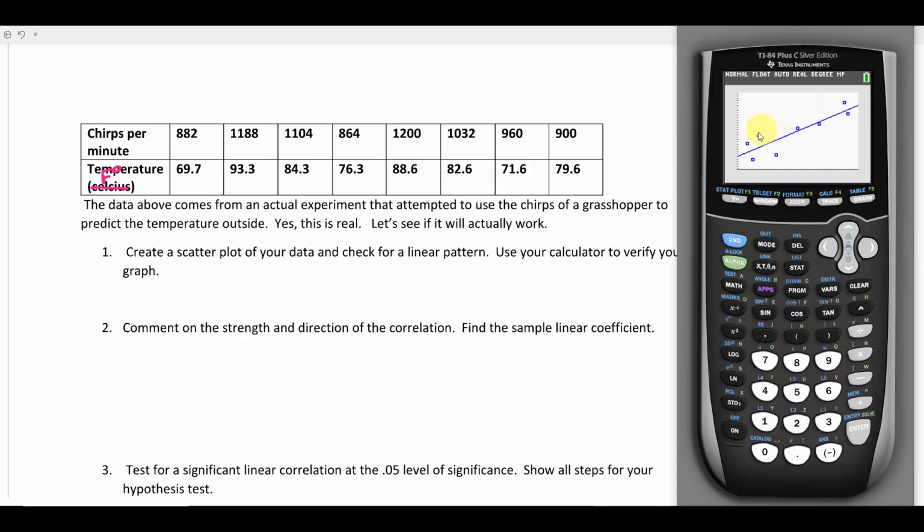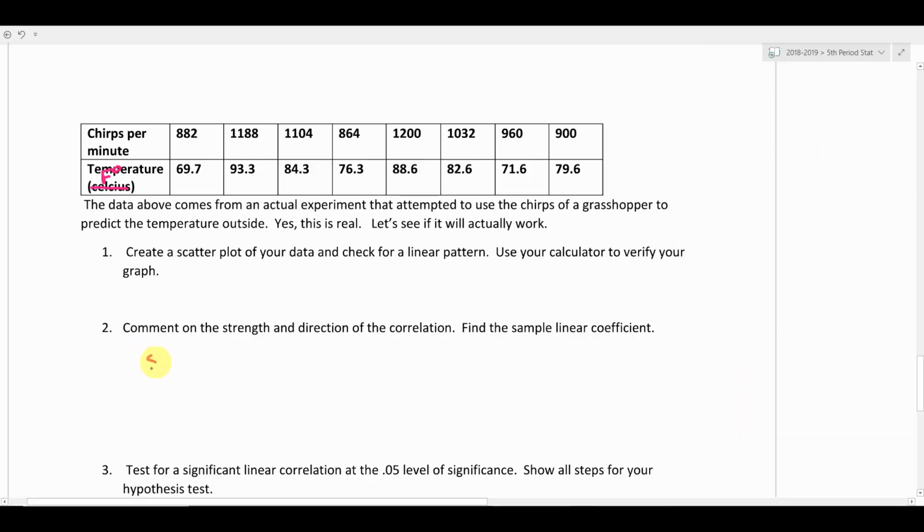So visual inspection here shows definitely a linear correlation with the points. I can see these points kind of wrapping around this line. None of them are too far away. So we're looking at a pretty good, strong linear relationship here that is moving in a positive direction. So I'm going to say over here, this is a strong correlation and it's positive. So that is my comment on the strength and direction of the correlation.